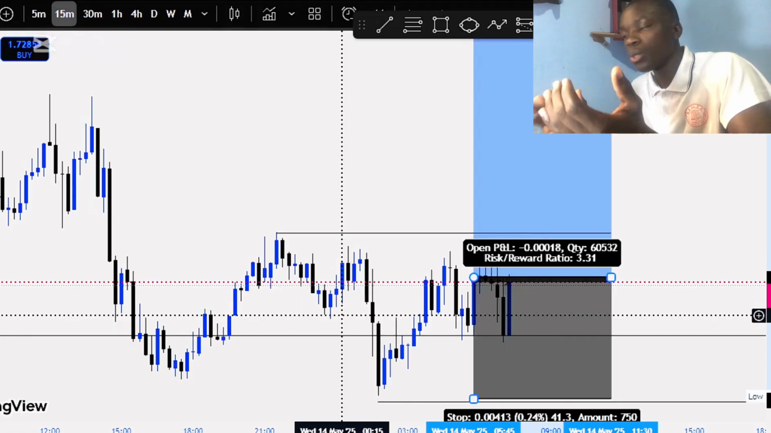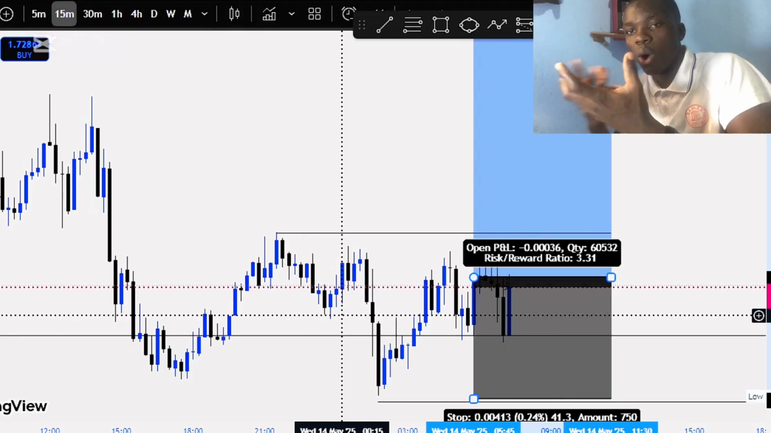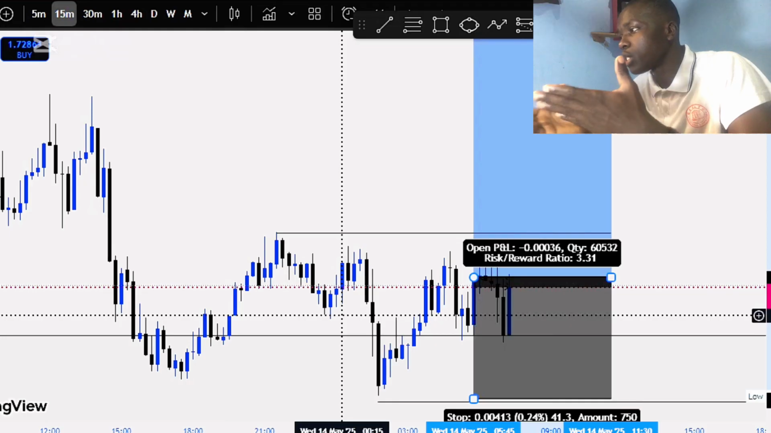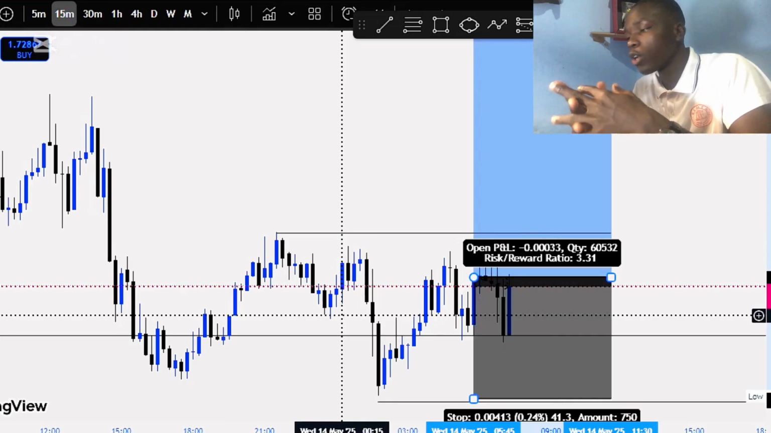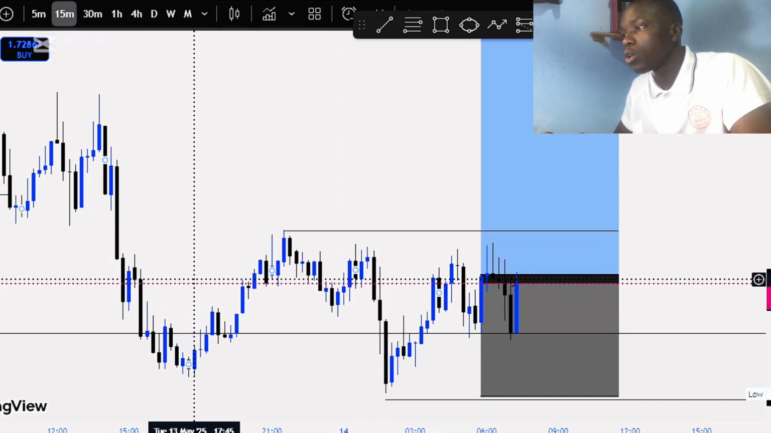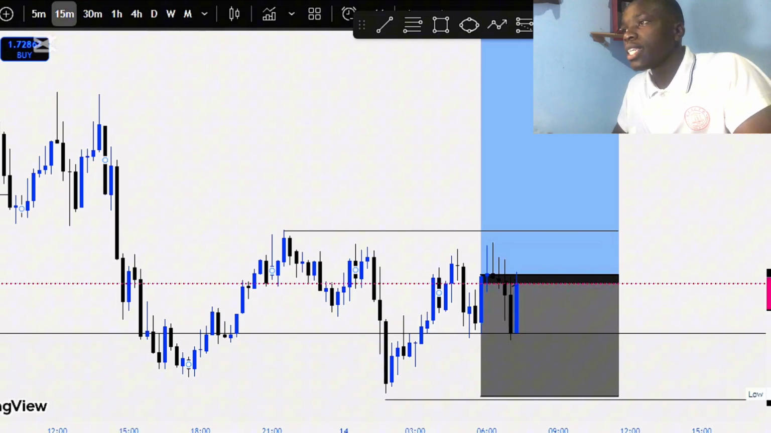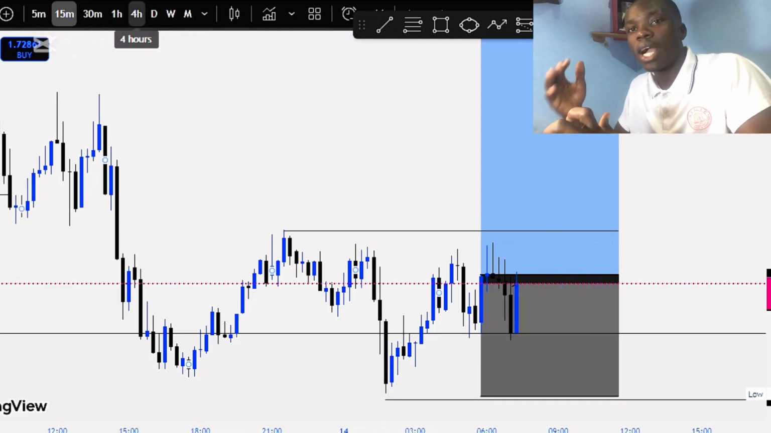So let me show you how I come about all this, which you can see. I'm going on a buy on the EurAud. I'm going to show you the reason why I'm going on a buy. This is the 50-minute time frame, so I'll go to the higher time frame.